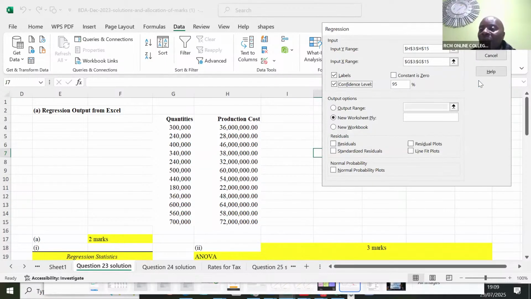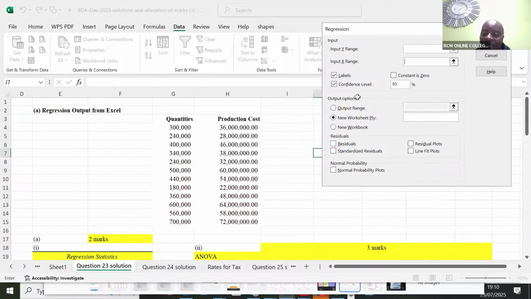So once you are here, ladies and gentlemen, you'll be able to get quite a lot. First of all, we start here. Of course, this will come as empty. This is a solution. Then they would want you to give them the input Y range. For BDA, very many students, ladies and gentlemen, get it wrong whenever it comes to defining Y and X. And the moment you confuse between the two, then automatically you will get 0 in the entire question.